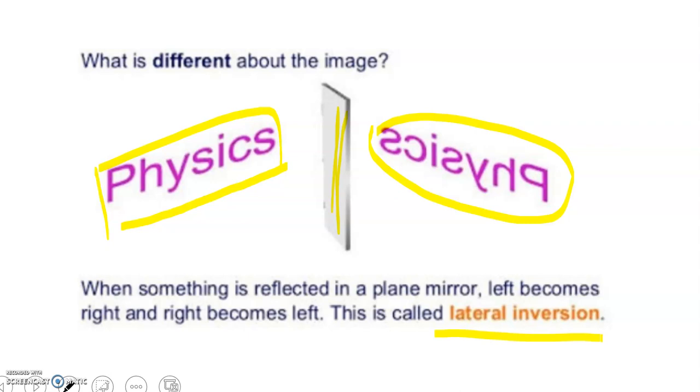Simple example, if you show your right hand, the image will be showing your left hand. It's left to right inversion. That's it. It's understood. Thank you.